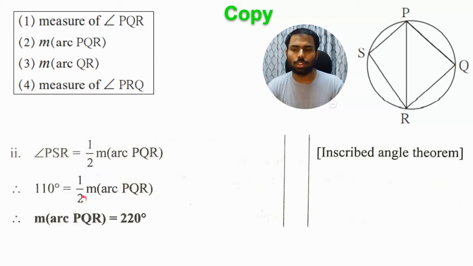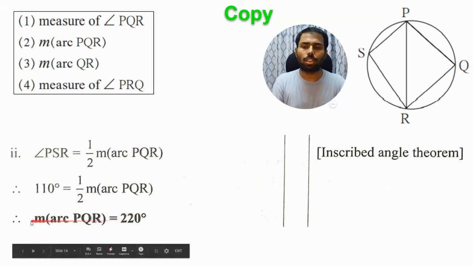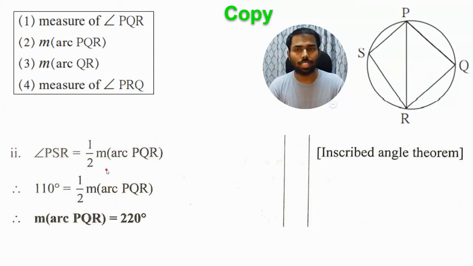PQR तुम्हें ढूंढना था. So half यहाँ पे 2 यहाँ पे divide हुआ है, वहां पे जाके multiply हो जाएगा. So 110 multiplied by 2 you will get as 220 degrees. Put this in pencil box. So second one was also done. Again, this was a one line answer. So very simple.